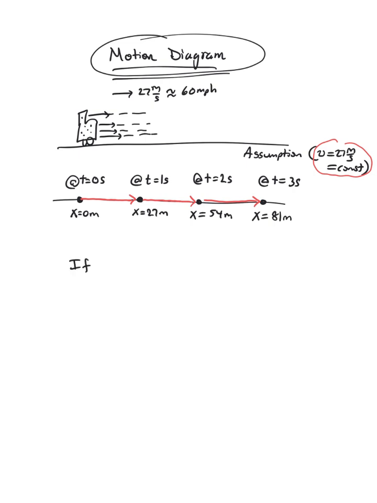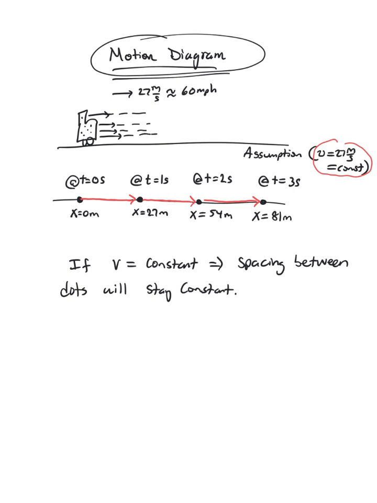So if velocity equals a constant, here I'm symbolizing v for velocity, this implies the spacing between dots will stay constant. So this is very, very important. So what we can do now is we could actually make a table. And this is something you're going to be doing in your virtual lab.